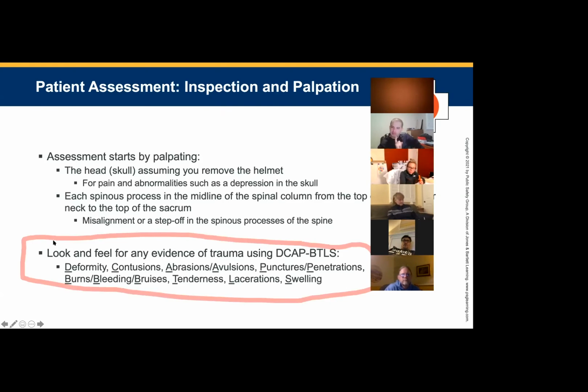If you have not committed DCAP BTLS to memory, I highly recommend that you do, because in every exam I have ever taken for final cumulative exams, questions are asked about DCAP BTLS. And although I have not seen the final OEC exam, I can 99.9% promise you will see a couple questions on DCAP BTLS. So please make sure that you commit that mnemonic to memory.